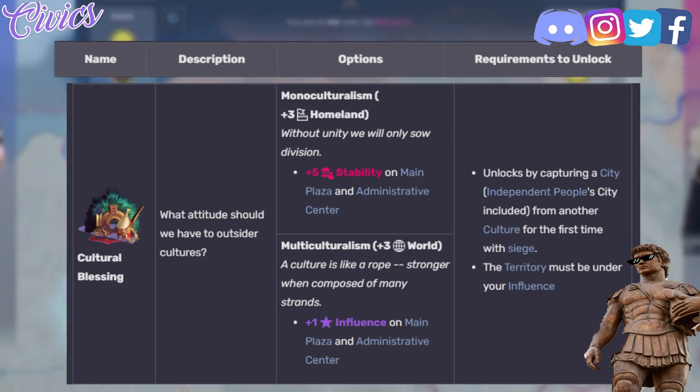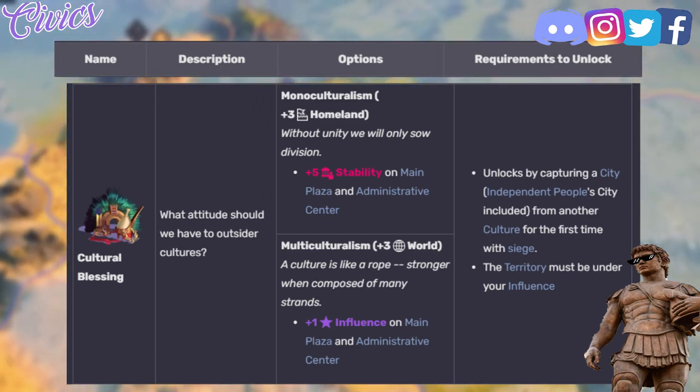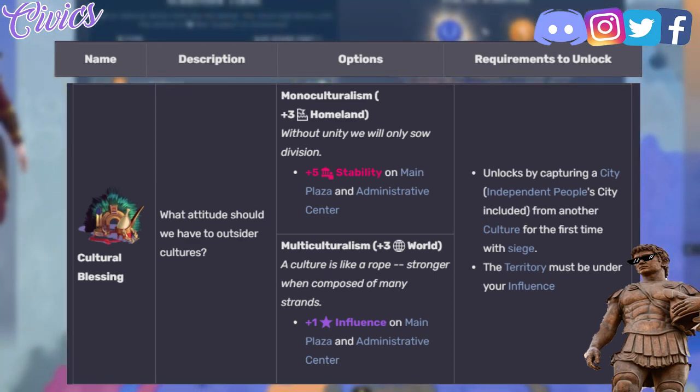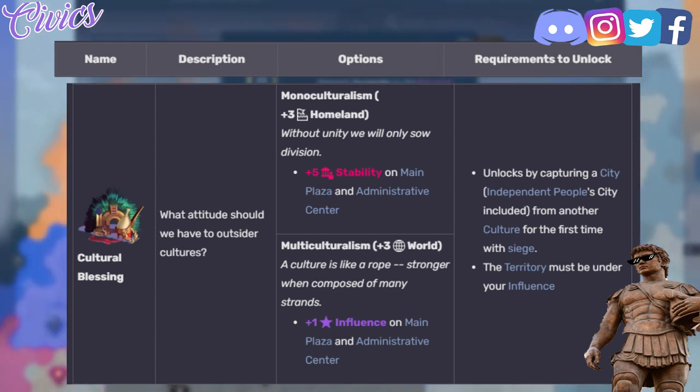Cultural blessing. What attitude should we have to outsider cultures? Option A, monoculturalism, +3 homeland: without unity we will only sow division. +5 stability on main plaza and administrative center. Option B, multiculturalism, +3 world: a culture is like a rope, stronger when composed of many strands. Receive +1 influence on main plaza and administrative center. Unlocks by capturing a city, independent people's city included, from another culture for the first time with siege. The territory must be under your influence.